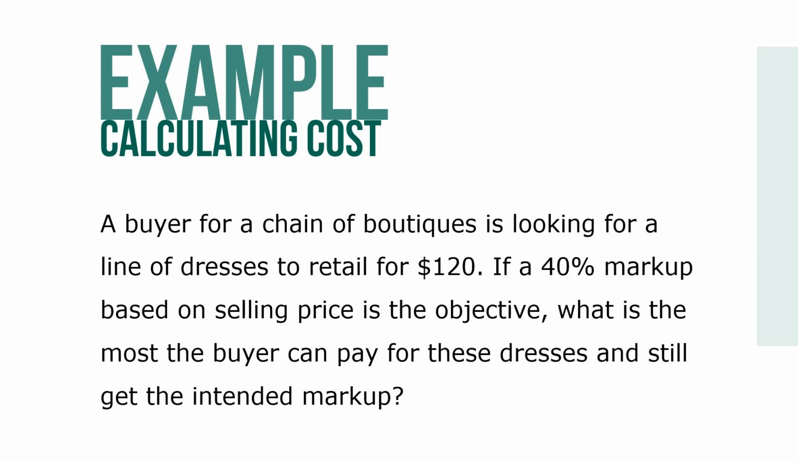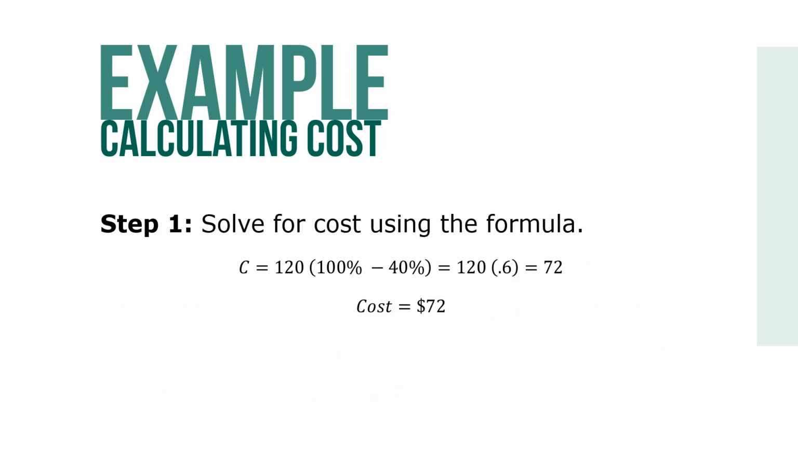Here's an example. A buyer for a chain of boutiques is looking for a line of dresses to retail for $120. If a 40% markup based on selling price is the objective, what is the most the buyer can pay for these dresses and still get the intended markup? Step 1. Solve for cost using the formula. C equals 120 times 100% minus 40%, or 120 times 0.6 equals 72. So our cost is $72.